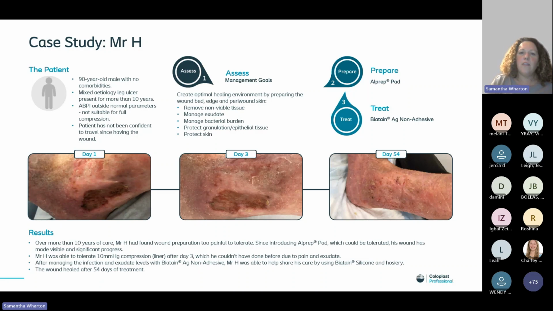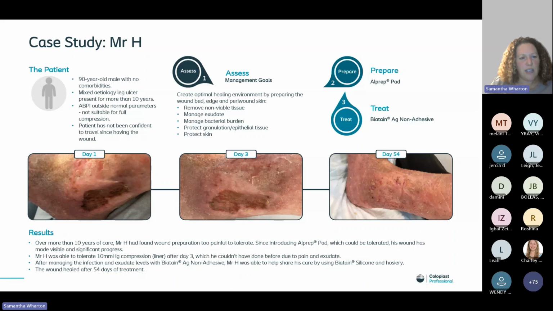So following the 3 simple steps of assess, a really thorough assessment was carried out and the management goals identified. So to create that optimal healing environment by preparing the wound bed, edge and peri-wound skin, it was to remove that non-viable tissue, manage the exudate, manage that bacterial burden, protect the granulation, epithelial tissue and protect the skin.